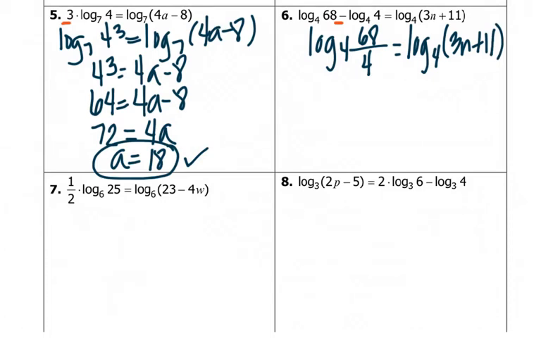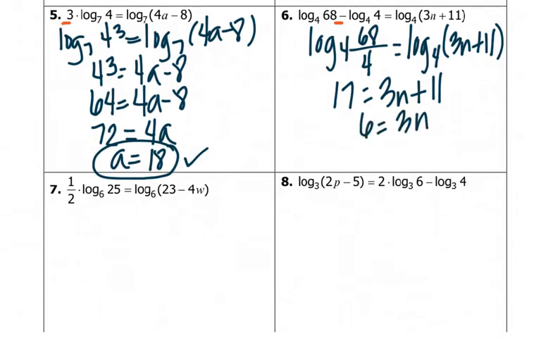Okay, so now our bases are the same, right? So we just drop them out. 68 divided by 4 is 17. So this is going to become 17 equals 3n plus 11. So then it's just a basic two-step equation. So really condensing the log is the only new part. And don't forget to check for extraneous solutions. So plug it in and make sure it equals. This one does.